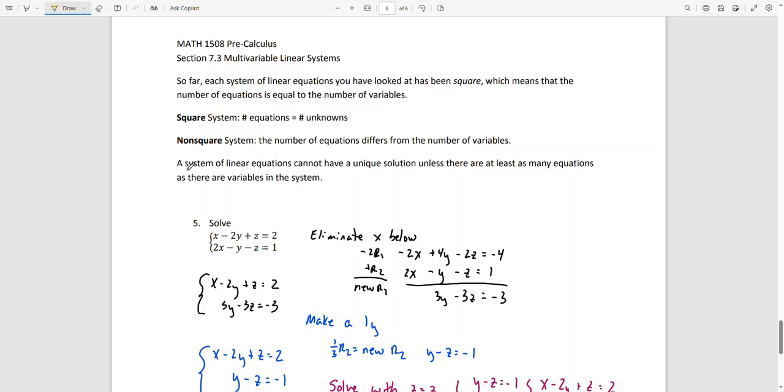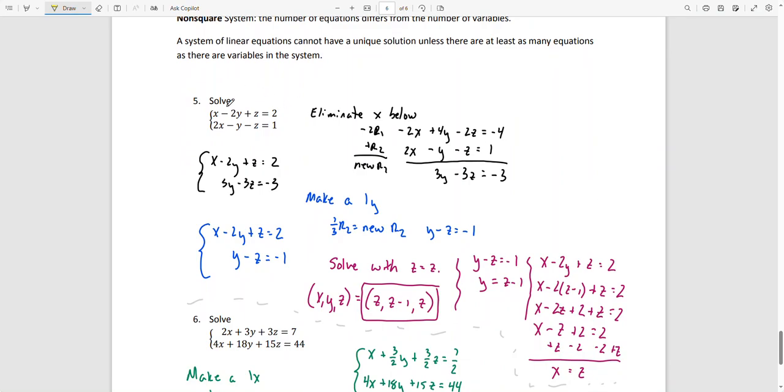This is very important. A system of linear equations cannot have a unique solution unless there are at least as many equations as there are variables in the system. Okay? If there are 3 variables, there has to be at least 3 equations for us to get a unique solution. Number 5, x minus 2y plus z equals 2.